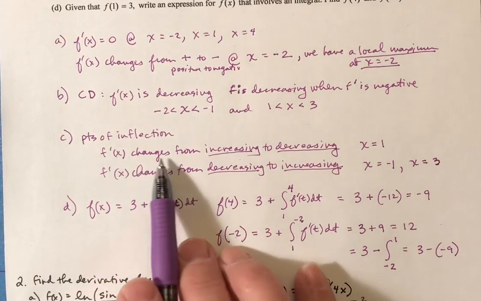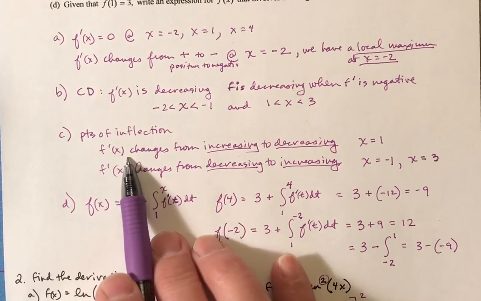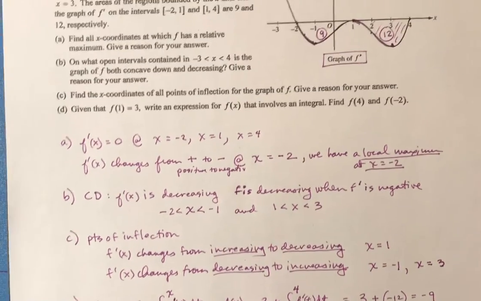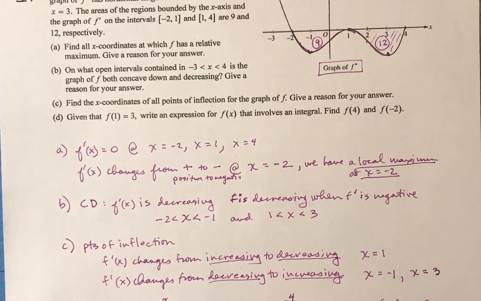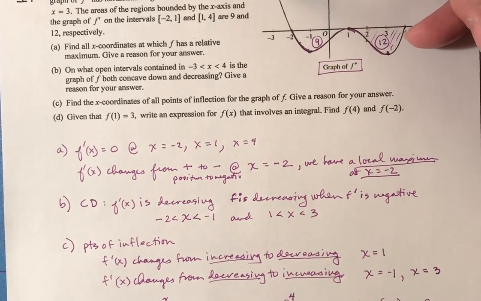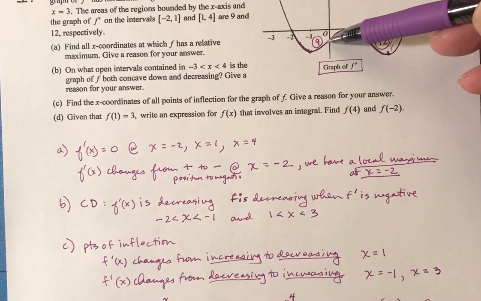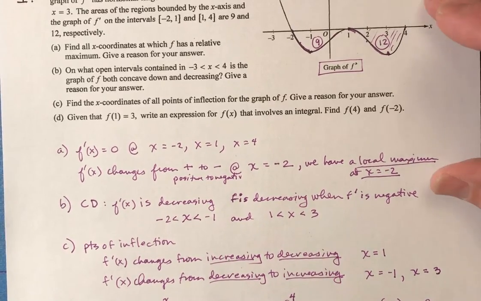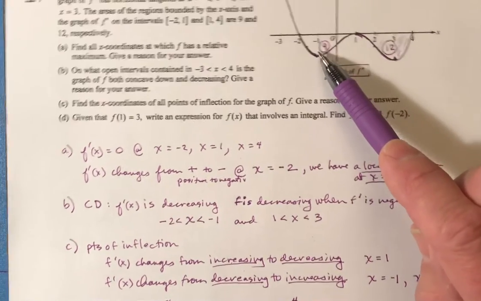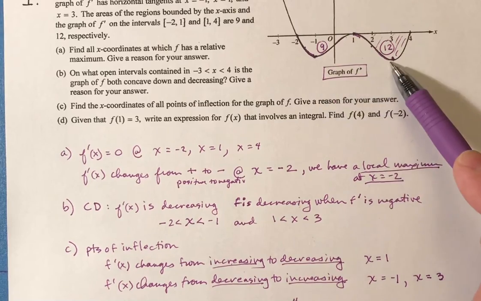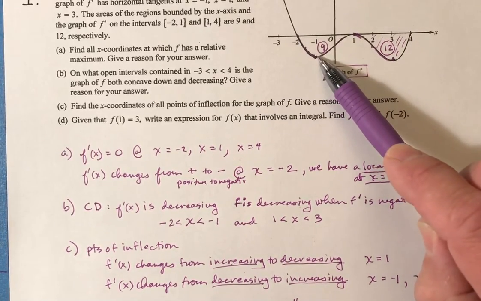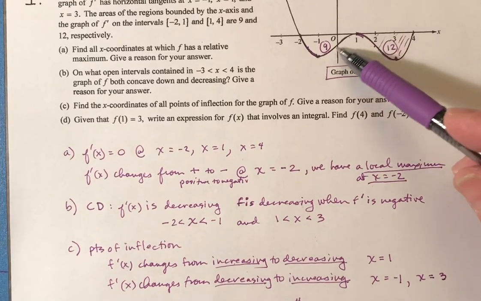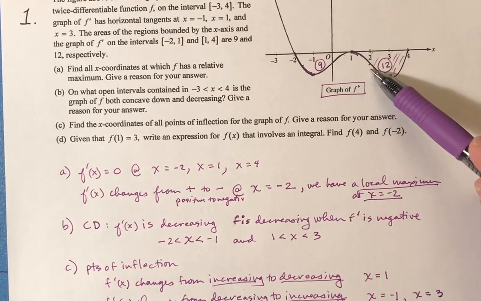Now for points of inflection, these occur when f prime changes from increasing to decreasing or from decreasing to increasing. And if we look at our graph, we can see that f prime is decreasing, and then it is increasing, and then it is decreasing, and then it is increasing. So we have points of inflection at -1 and at 3, where f prime is going from decreasing to increasing. But we also have another one at 1, where f prime is going from increasing to decreasing.